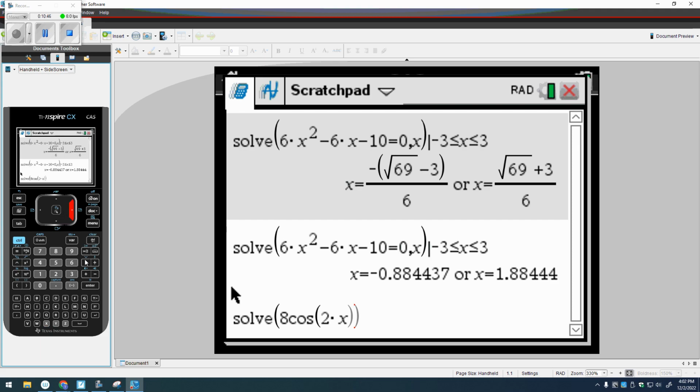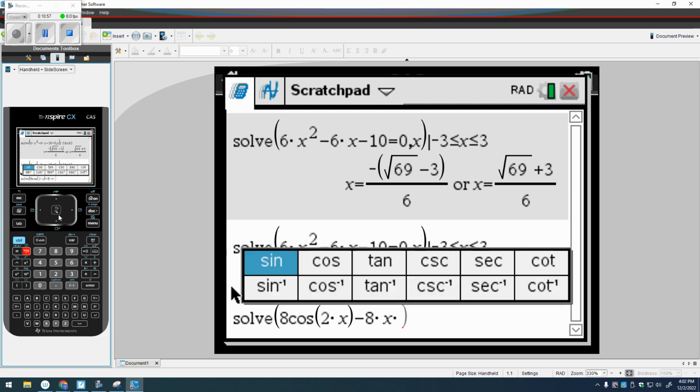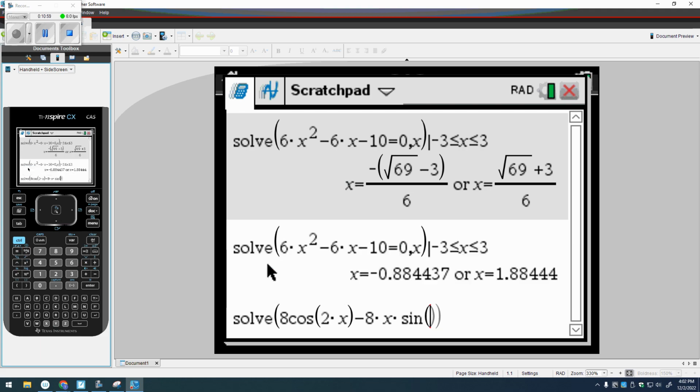Minus 8x times sine of 2x. Notice they automatically put the parentheses in there. If they didn't, you'd want to make sure that's in parentheses. And I'm going to go back to my times just because sometimes it gives me really weird answers when I don't do that. It shouldn't, but it does sometimes.